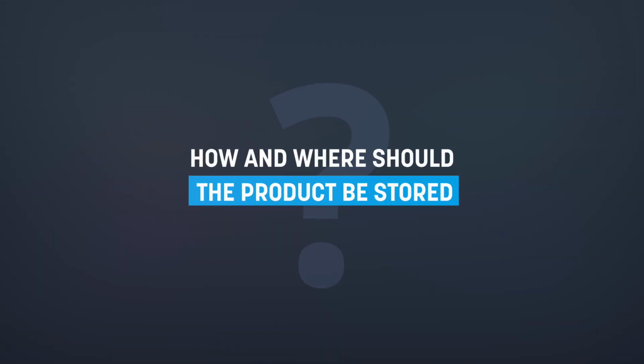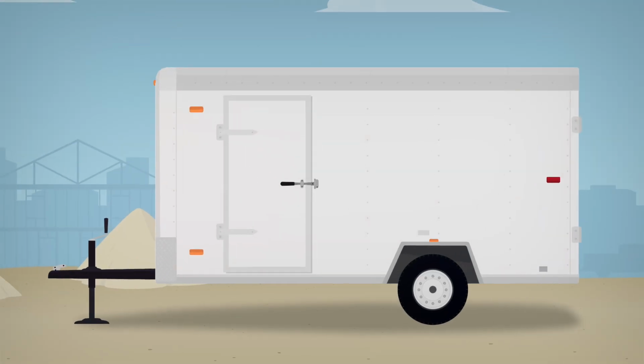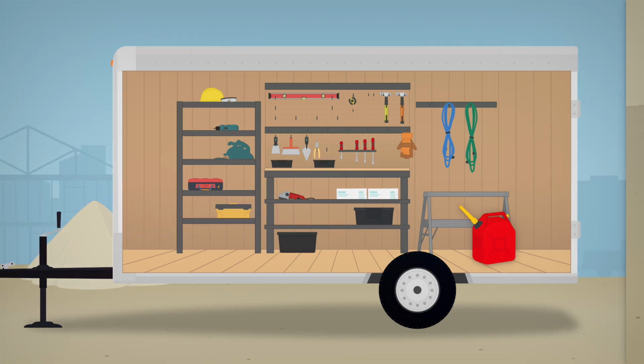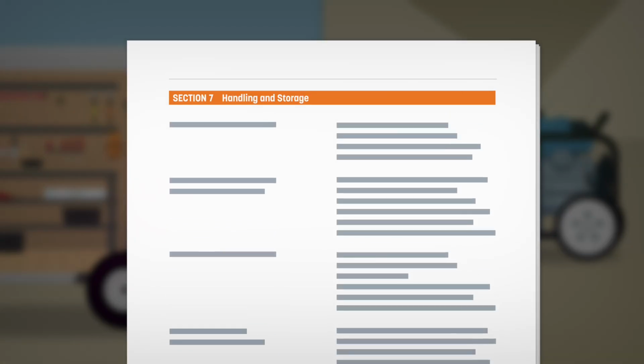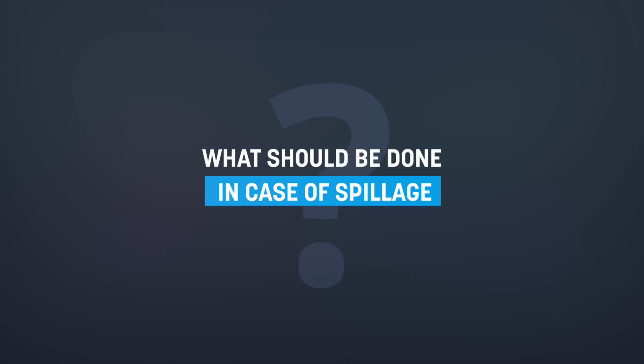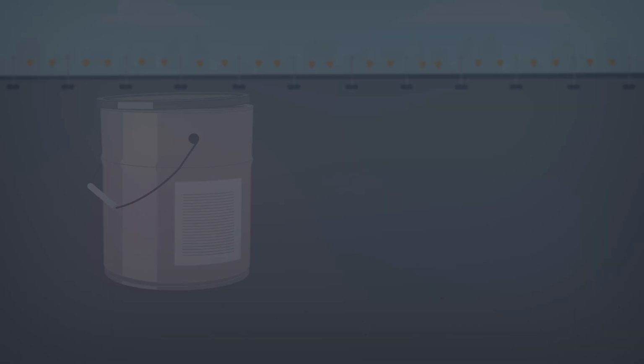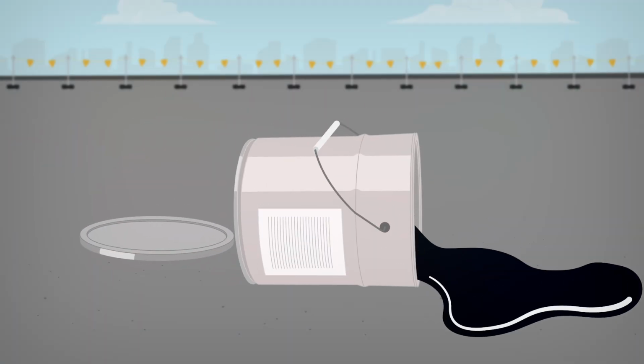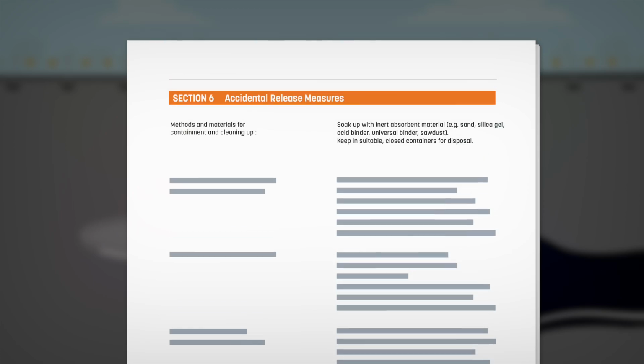Fourth question: how and where should the product be stored? To know where to store a product, like gasoline for example, consult Section 7 of the label or SDS, Handling and Storage. Fifth question: what should be done in case of spillage? If a product is spilled, like a sealant, Section 6, Accidental Release Measures, tells us how to clean up the product. In this case, it needs to be cleaned up with an inert absorbent and disposed of in a suitable container.